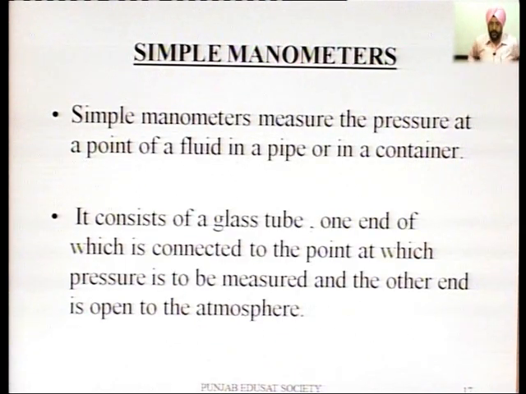Simple manometers measure the pressure at a point of a fluid in a pipe. This is repeated once again. Simple manometers measure the pressure at a particular point of a fluid in a pipe or in any container. Secondly, a simple manometer consists of a glass tube, one end of which is connected to the point at which pressure is to be measured, and the other end is open to the atmosphere. It will be clear from the diagram.